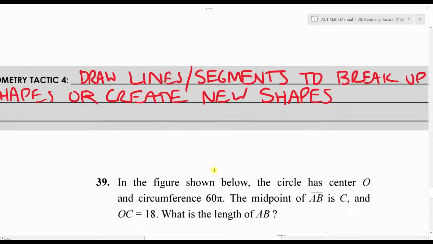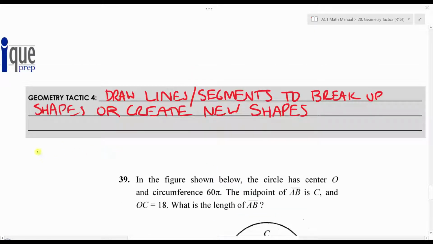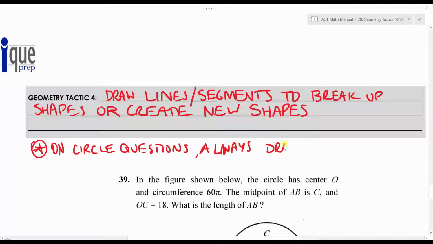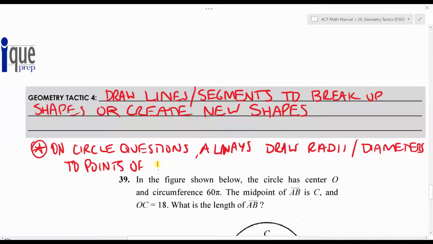And in terms of that second example I just gave at the bottom of the page, you're going to add a sub-tactic here, because this is a very common way that you're going to apply geometry tactic number 4, and that sub-tactic is on circle questions: always draw radii or diameters to points of tangency or intersection.